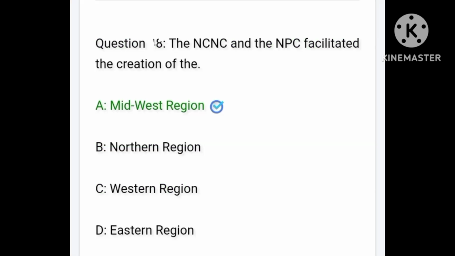The question says, the NCNC and the NPC facilitated the creation of the. Option A, Midwest region. Option B, Northern region. Option C, Western region. Option D, Eastern region. NCNC means National Council of Nigeria and the Cameroons. NCNC was formed in August 1944.